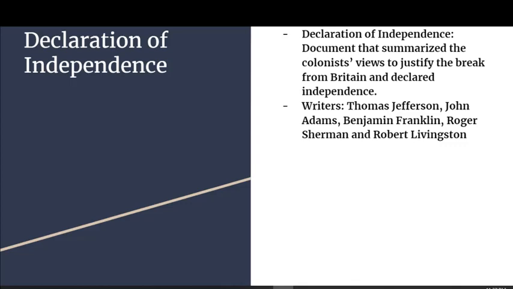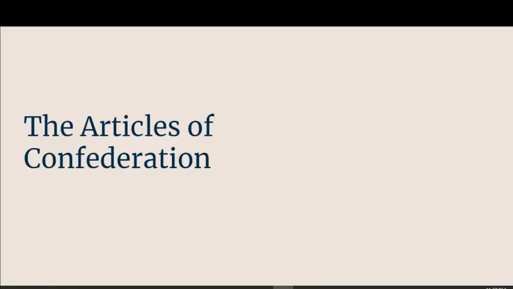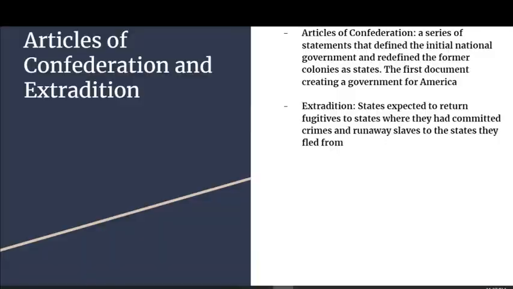And we will get to the Articles of Confederation, which is the next step in understanding how we got to the Constitution. The Articles of Confederation is like a rough draft of what our government should be. No one really knew how to make a government exactly.